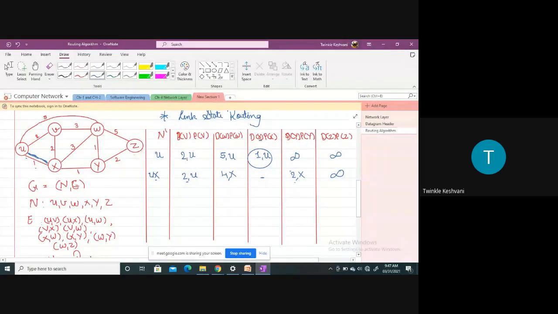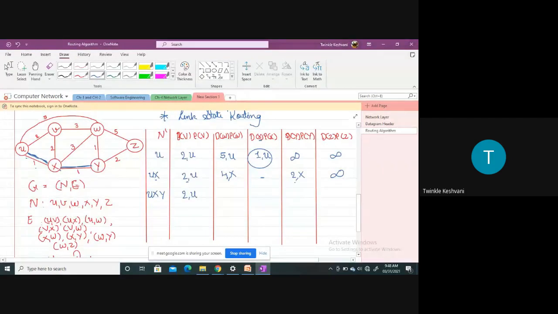So I will consider this Y. So U, X and Y. Again, Y is added over here. So again, counting the route, the path is established for Y. So here again counting the same for all the nodes. To go to V, the same route, that is 2U.